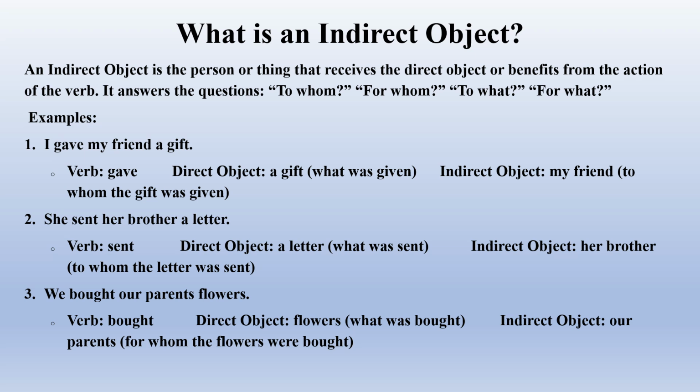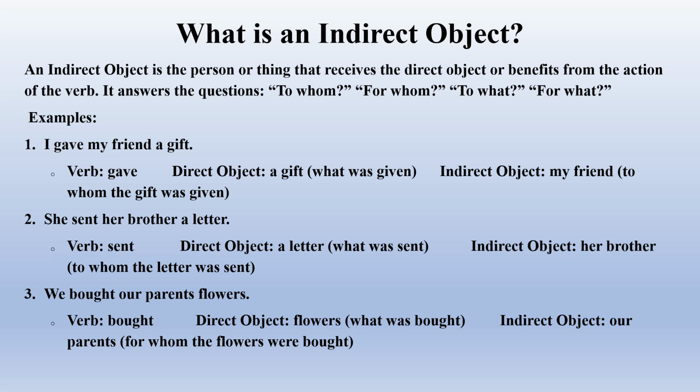An indirect object answers the question to whom, for whom, to what, or for what after the verb. I repeat, an indirect object answers the question to whom, for whom, to what, or for what after the verb. Let's take some examples and then let me explain to you.